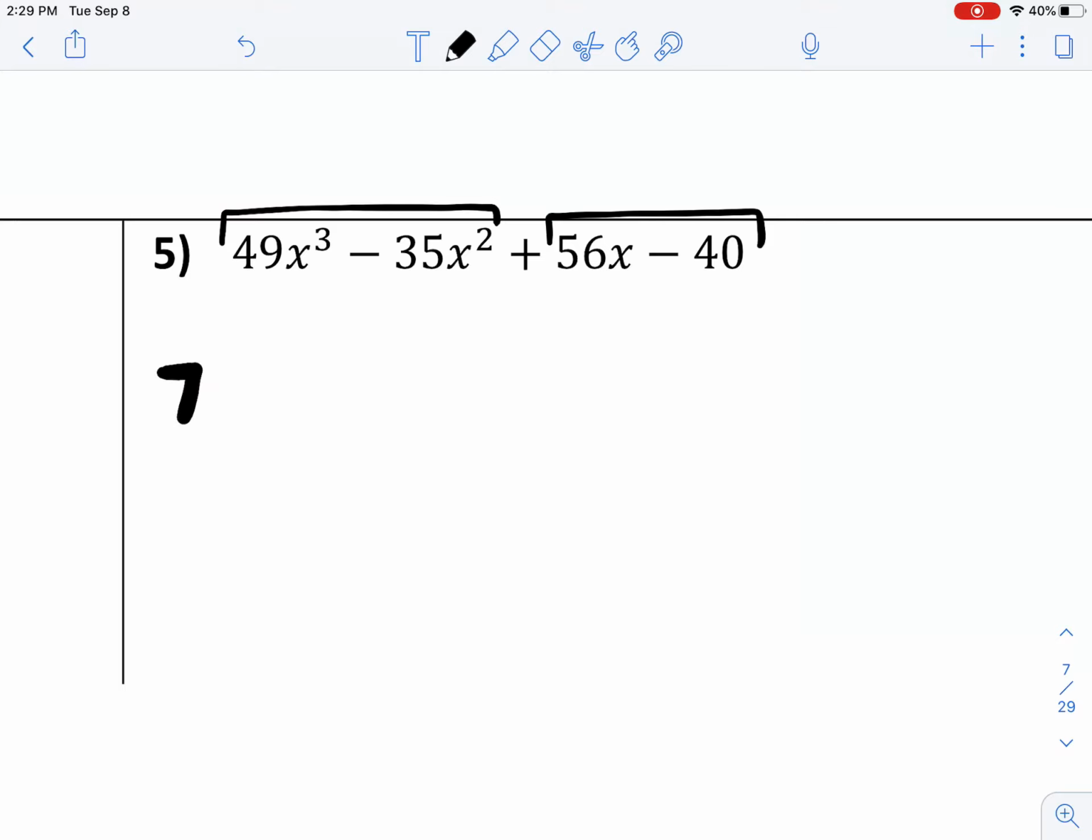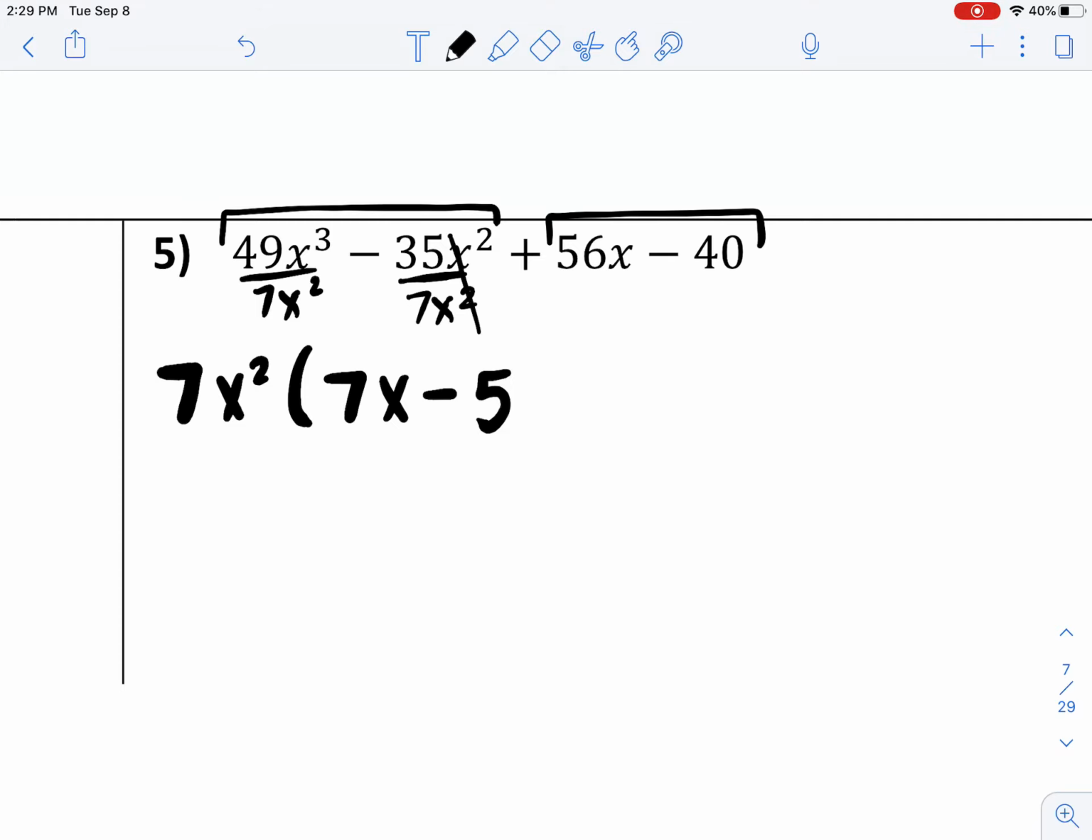And then variables, I pick my smallest exponent, so that's x squared. So I'm going to divide by 7x squared. 49 divided by 7 is 7. X cubed divided by x squared is x. Minus 35 divided by 7 is 5. And my x squareds, they match, so those cancel. Bring down the sign in between your groups, so I'm bringing down the plus sign.